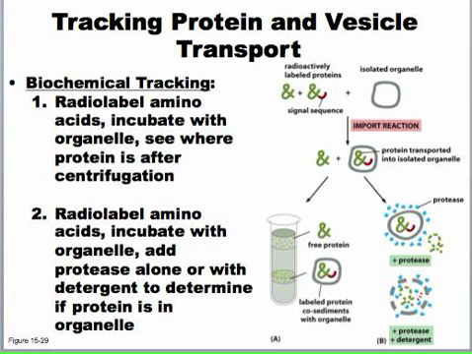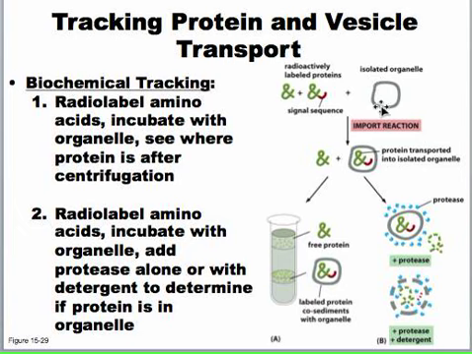So what you're going to do with this is you're going to have a protein that either has a signal sequence or it doesn't. And that's what's shown up here. The signal sequence is in red. And what you're going to do is you're going to radiolabel your protein. So that's how you're going to be able to track it. So you have your protein that's radiolabeled, and then you're going to incubate it with the organelle that you isolated. Maybe you isolated a mitochondrion, or maybe you isolated the ER.